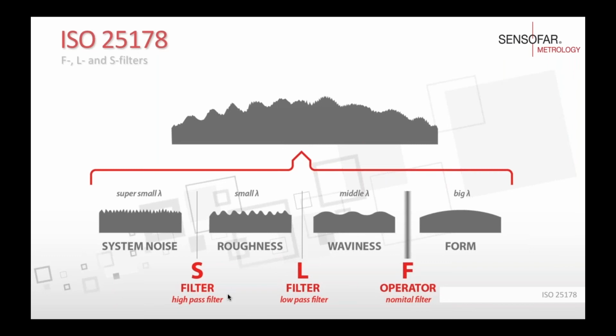Let's start with the F operator, which is a nominal filter, and it's going to be able to remove the form out of the wavelengths that we have here. Then we have the L filter, which is a Gaussian filter, and it's a low pass filter, meaning that whenever we establish a value, those wavelengths that are bigger than that value are going to be removed. So this filter is going to remove the waviness. And finally, we have the S filter, which is pretty similar to the L filter, but it is a high pass filter. And what we are going to remove here is the super small wavelengths.